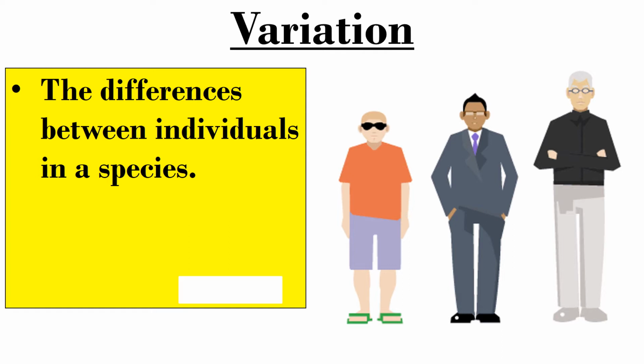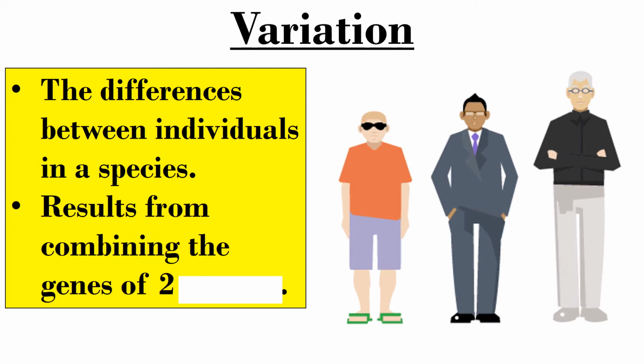And variation is simply the differences between individuals. So if we look at these individuals here, you can see we have differences in skin colour, we have differences in height as well, are the two most obvious ones. Those are quite odd looking shoes, aren't they? I think they're sandals. Yeah, so variation is just simply differences between individuals within a species.